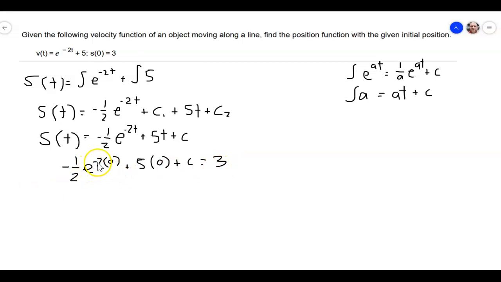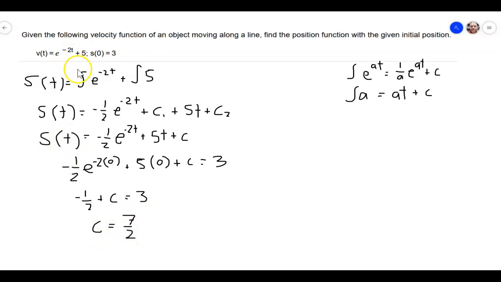So negative 2 times 0 is 0. E to the 0 is 1. And 1 times negative 1/2 is negative 1/2. So this is negative 1/2 plus 5 times 0 is 0, plus c, so plus c is equal to 3. Add 1/2 to both sides, and you have c is going to be equal to 3.5 or 7/2. So there is our c.